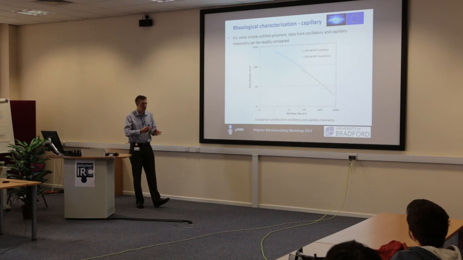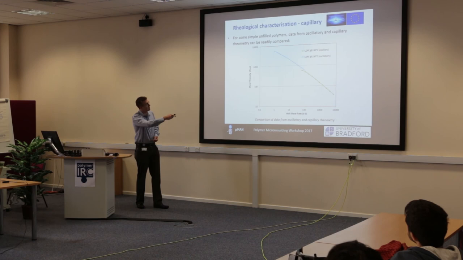There's something called the Cox-Merz rule, which allows us to convert the frequencies that are generated in the oscillatory rheometer directly into shear rates. And for materials like polyethylene, which is a nice simple material, they map on really nicely. So we get this information from our oscillatory test, and we get this information from our capillary test, and apart from maybe one point at the start of the capillary test where the material hadn't been packed in quite so well, we get almost a perfect agreement between the two. So they're complementary techniques, and they allow us to look at the behaviour over quite a wide range of rates in this region.